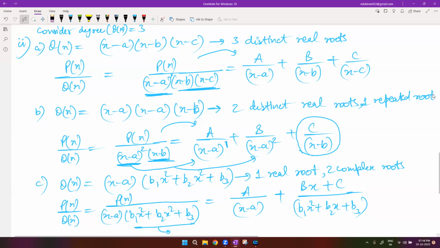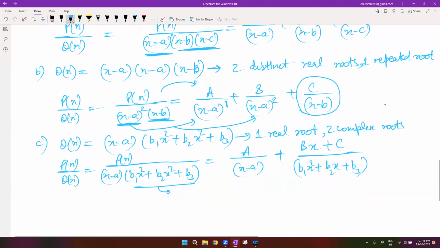Third rule, if we get a factor of quadratic expression, if we are not able to factorize our quadratic expression, then what do we do? तो आप quadratic equation को भी लिख सकते हो. You can take that quadratic equation also, separate the quadratic equation with a linear expression in numerator. Separate that particular quadratic expression with a linear expression in numerator. Okay, these are three rules.